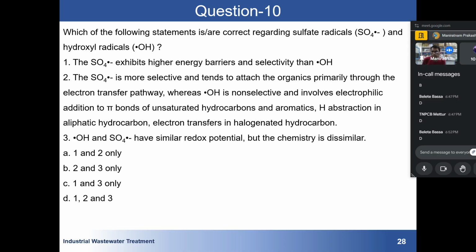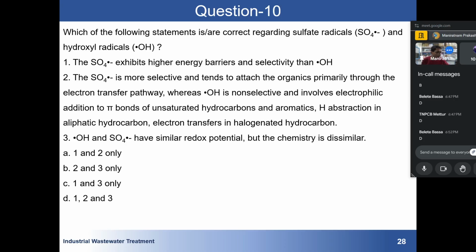The first option is sulfate exhibits higher energy barrier and selectivity than hydroxyl. Sulfate radical is more selective and tends to attack organic matter primarily through the electron transfer pathway, whereas OH is non-selective and involves electrophilic addition to the pi bond of unsaturated hydrocarbons and aromatics, H abstraction in the aliphatic carbons, and electron transfer in the halogenated carbon. And the third option is that hydroxyl and sulfate radicals have a similar redox potential, but the chemistry is dissimilar.